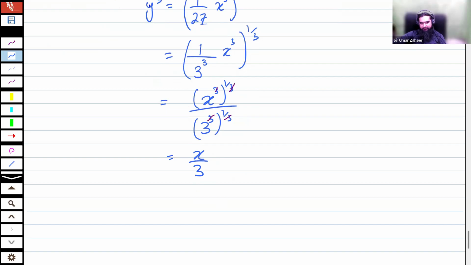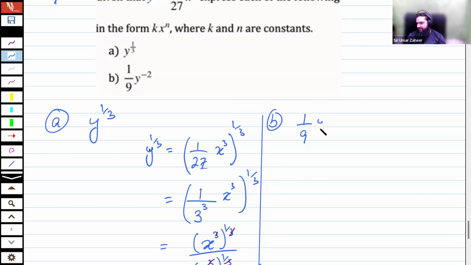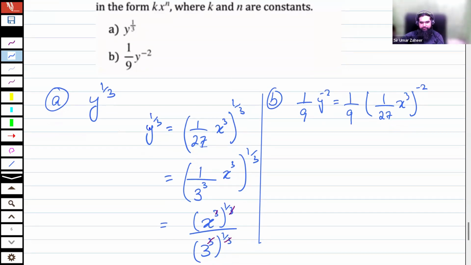Yes, any question? No, sir. All right, in the B part, he says that we have to find the value of 1 by 9 y raised to power minus 2. So 1 by 9 as it is, the value of y is 1 over 27 x raised to power 3, and whole raised to power minus 2. Here we simplify them, 1 by 9 as it is.